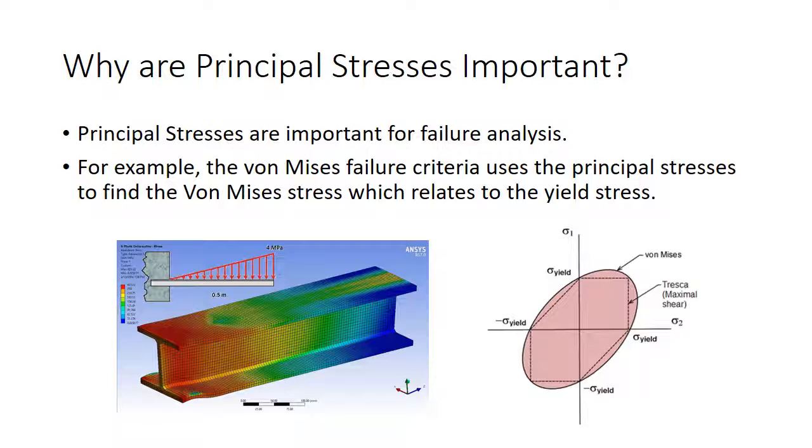Looking in a specific orientation, you might not think that a material will fail if the stresses in that stress state are well below the yield stress, but changing the direction might reveal higher stresses that do, in fact, surpass the failure criteria.